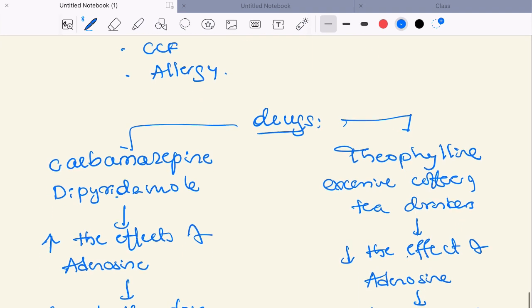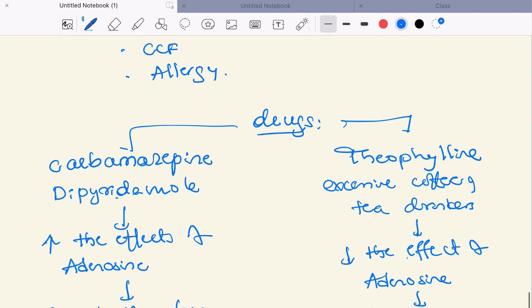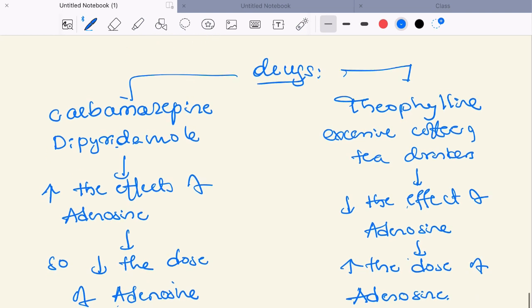You should also ask the patient for the history of drugs. Is he on any anti-epileptic drugs? If the patient is on carbamazepine, for example for trigeminal neuralgia, or on dipyridamole, these two drugs potentiate, or increase, the effects of adenosine. So patients who are on carbamazepine need a reduction of the adenosine dose.